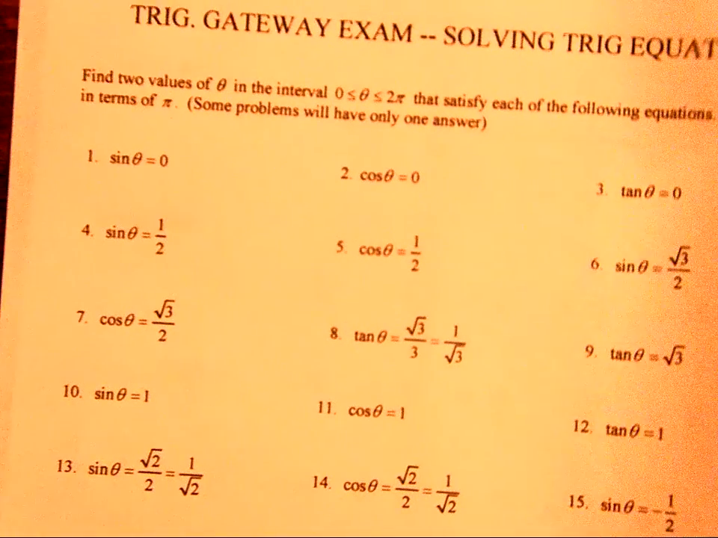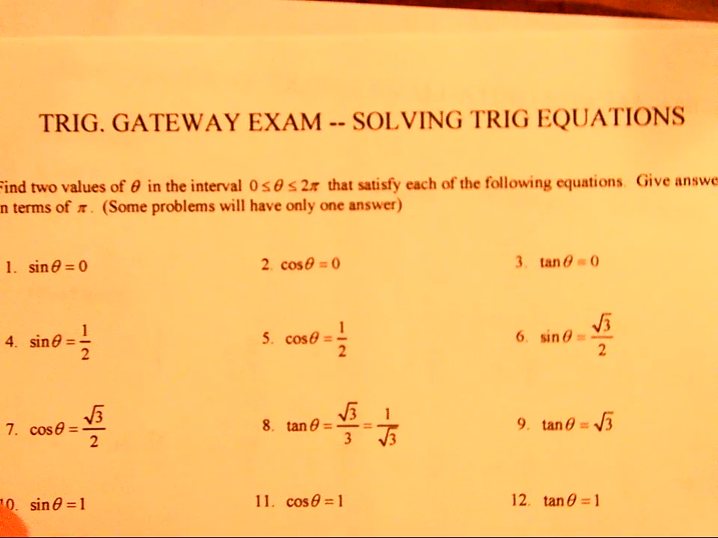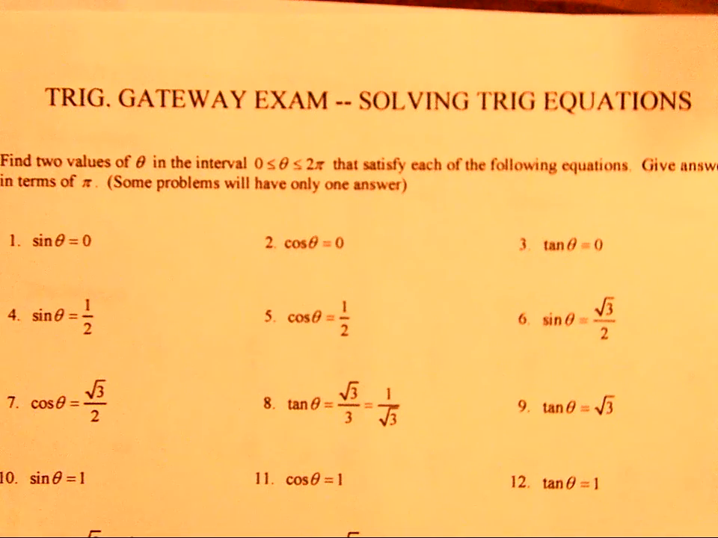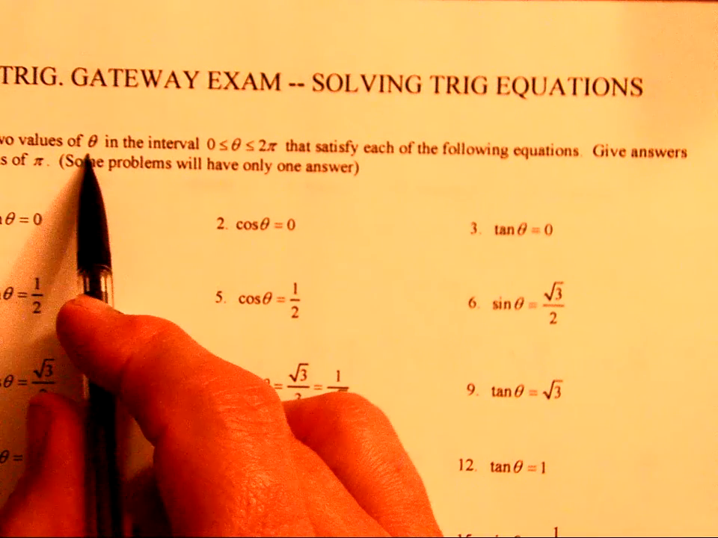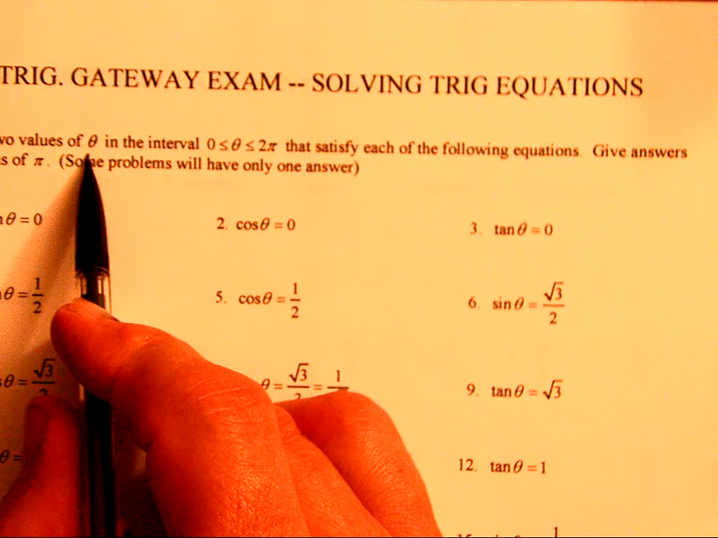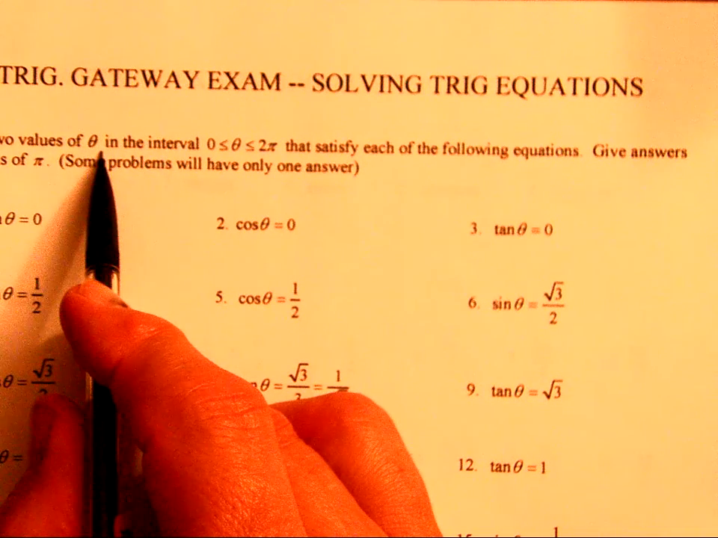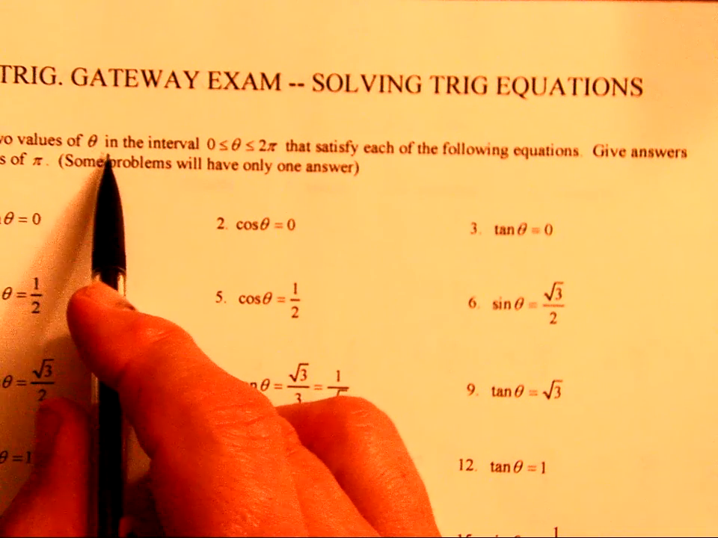All right, this is the second gateway test. It's called solving trig equations. Now notice, first it's got a list of 24 different trig equations here to solve. On the top it says find two values of theta. Most of these have two answers. Some of them don't. Some of the quadrantals only have one answer. Anything else has two answers.